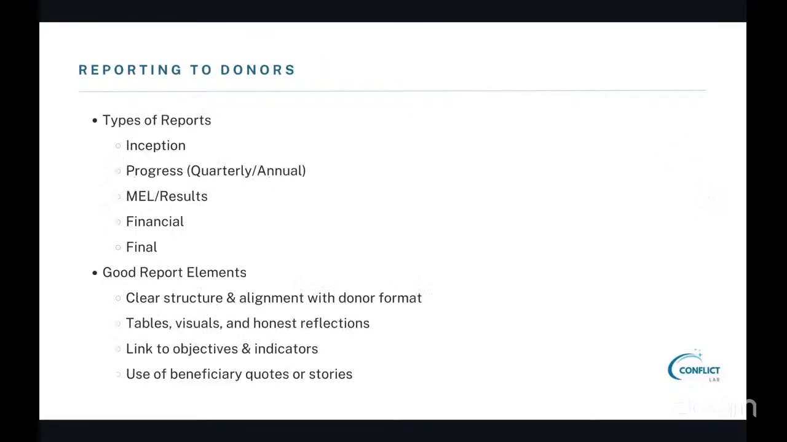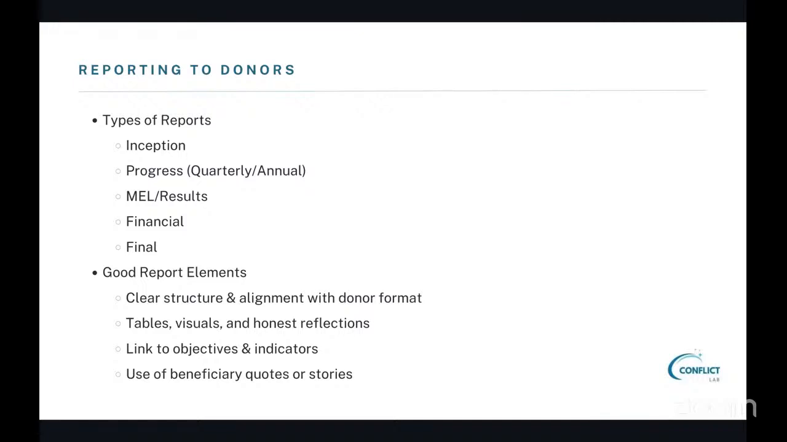Finally, then you have reporting to donors, which is basically the type of reports that you might have. Now, this is indicated in the proposal as well, how you intend to report to the donors. You can give them inception. Inception basically means when you start, so a report in the beginning on what you intend to do after the project starts, just formality based basically. Then you have progress, which is how the project is progressing, whether quarterly or annually. And then you can have MEL results, financial, final.